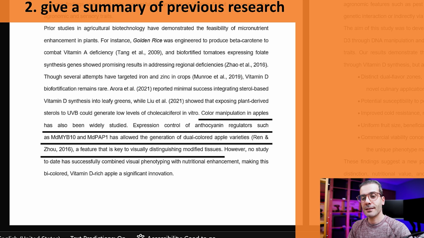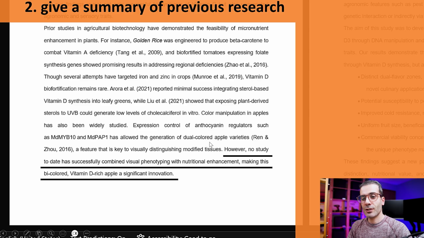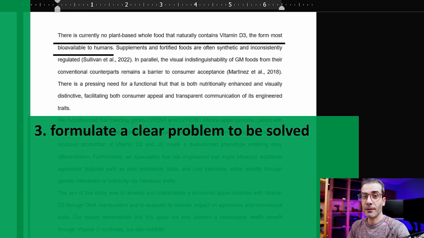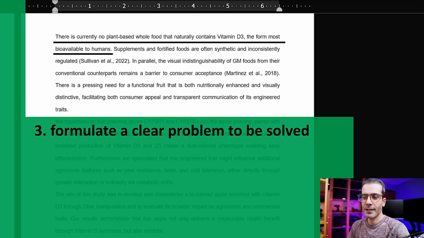And then we are gonna say, here is what is original about our research. We have combined a change in the color with increasing the vitamin D. Now we are gonna go to the third key point for the introduction, which is we need to clearly say what problem we have solved with doing this research.